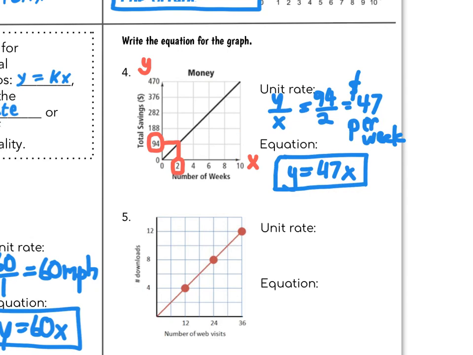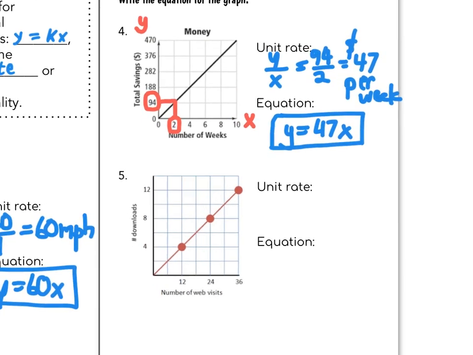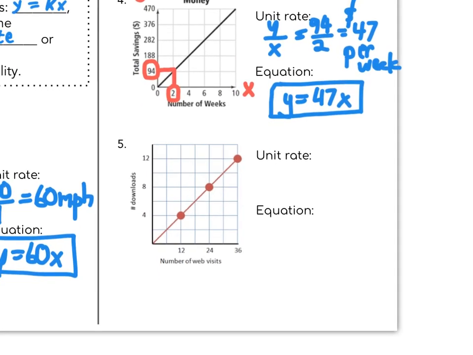Now let's take a look at problem 5. On problem 5, we have the number of downloads on the y-axis. This is the y, and then the number of websites on the x. So let's go ahead and put here an x. This is always the x-axis. This is always the y up here. Okay, label those. And to find our unit rate, again, we're going to put y over x. Let's write y over x.